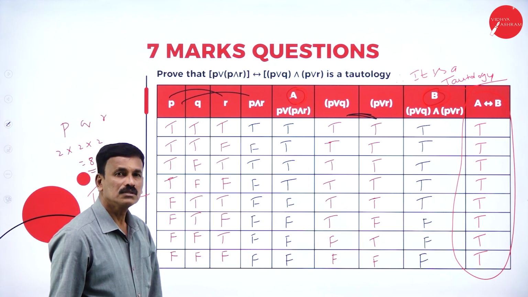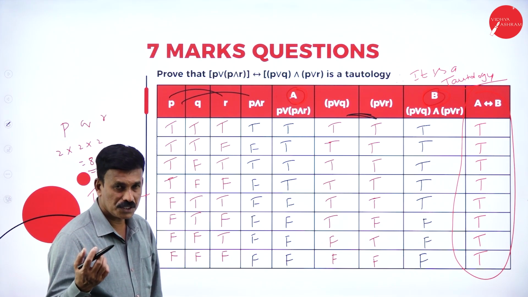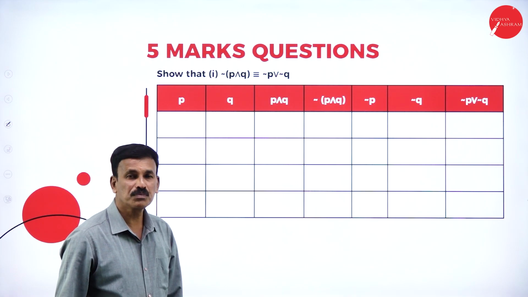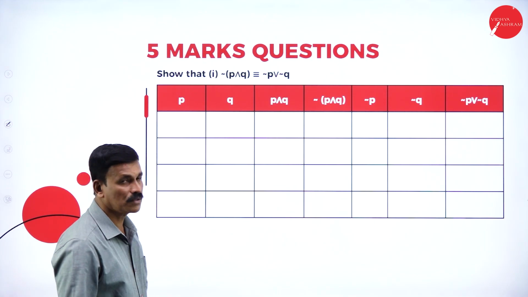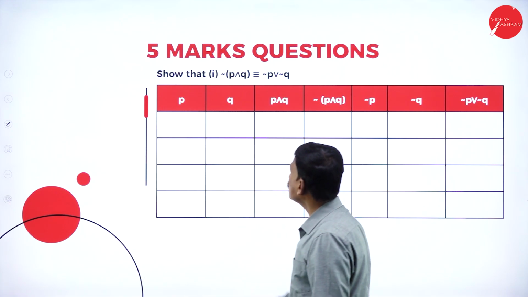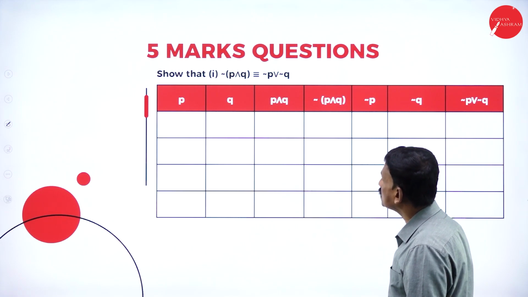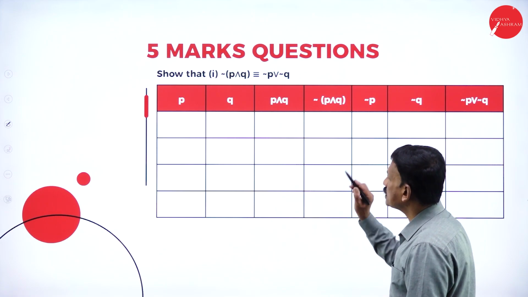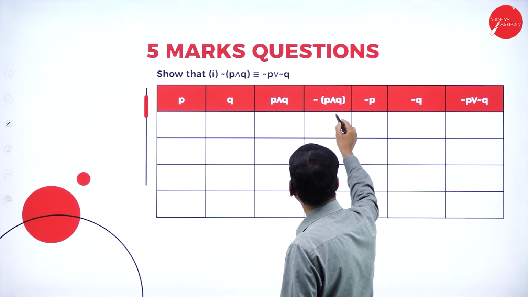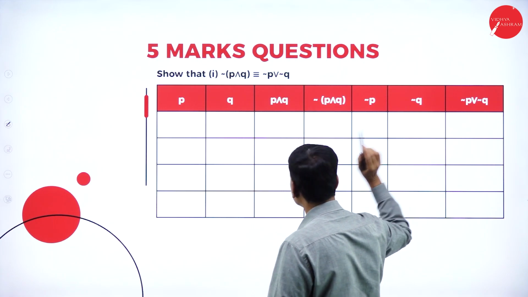Now, these types of problems are very useful for doing the problems on distributive laws, right? Next, let us take one more problem like logical equivalence. Now show that negation of P conjunction Q is logically equal to negation P disjunction negation Q. So let us write the table: P, Q, P conjunction Q, negation of P conjunction Q, negation P, negation Q, and negation P disjunction negation Q.